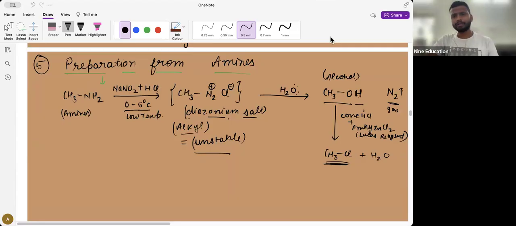Better mechanism will come in further classes, don't worry. In amines we will study this mechanism. Write yes or no in the chat box.